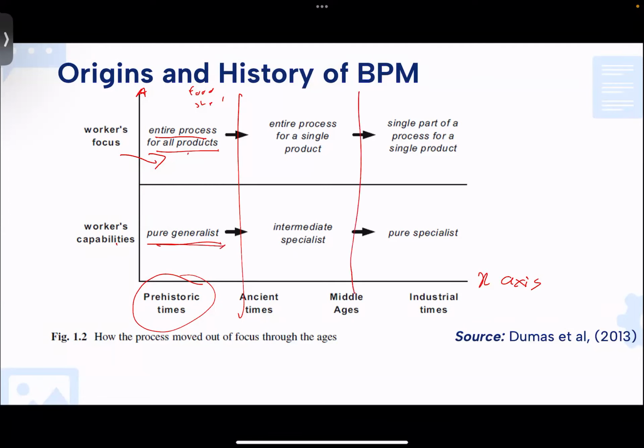And the next one is between ancient times and the Middle Ages: the entire process for a single product. So have you heard about craftsmanship? Has anybody heard about craftsmanship?